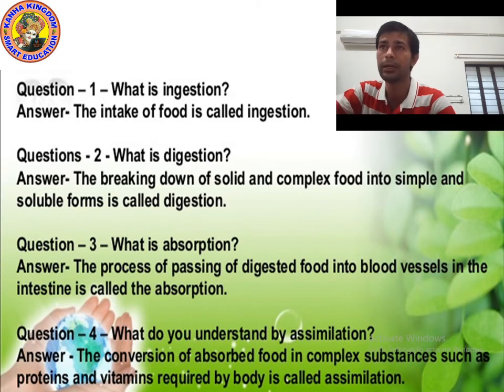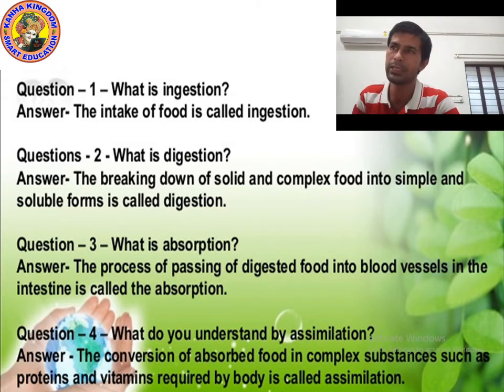So remember, the process of breaking down of complex food into simpler substance is known as digestion. Question number 3. What is absorption? The process of passing digested food into blood vessel in the intestine is called absorption.